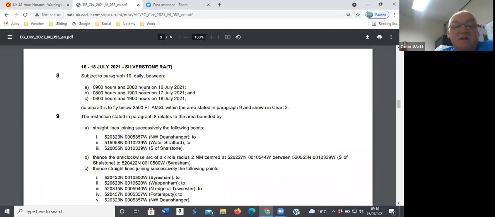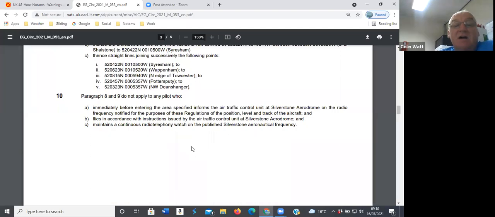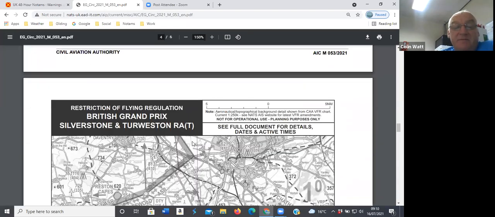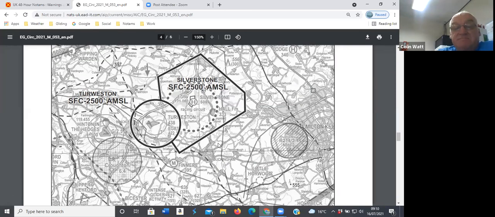So here's the timings on it. 10 o'clock to basically 8 o'clock in the evening, 9 o'clock in the evening on the 16th of July. And this gives the dimensions. And then this is what it looks like, folks. Plotted out on the map. You've got basically surfaces at 2,500 feet, extended almost like an ATZ at Tour Western, and then a larger area around the Silverstone Grand Prix. So all day today, basically, tomorrow and Sunday. So please avoid that area.